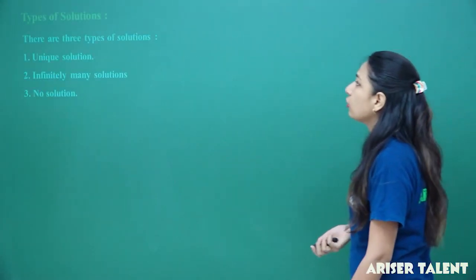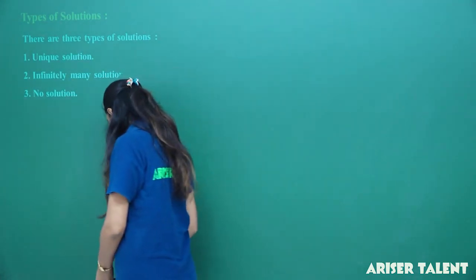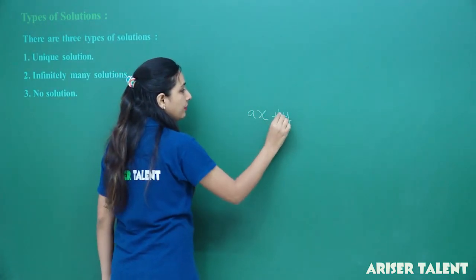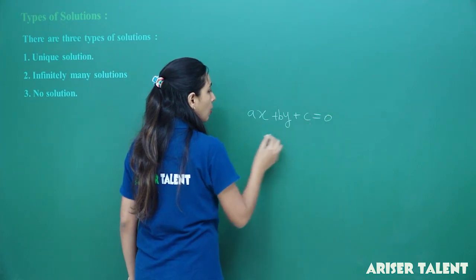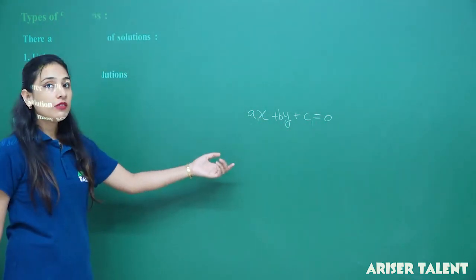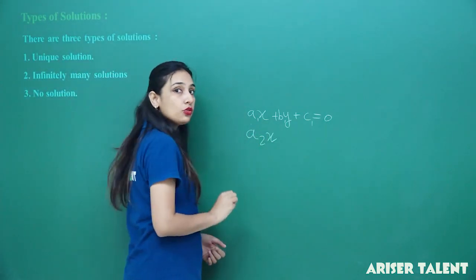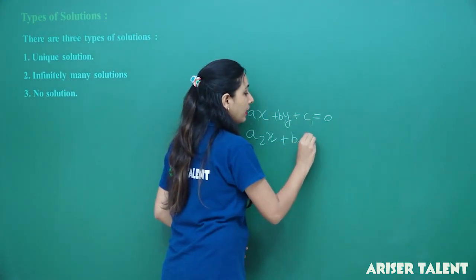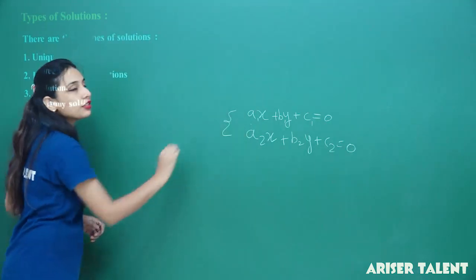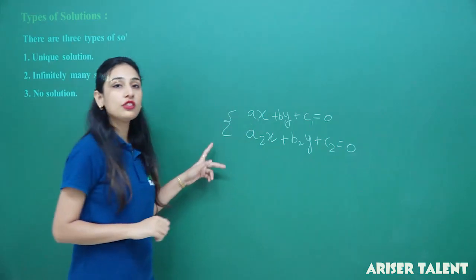Okay students, so next topic is types of solution. Now solution is what? If you are having this equation ax plus by plus c equals to 0. Okay, so if you are having two equations, that will be a1x plus b1y plus c1 equals to 0, and the second equation will be a2x plus b2y plus c2 equals to 0. Now you are having these two equations. Okay, now solution of these equations will be what?